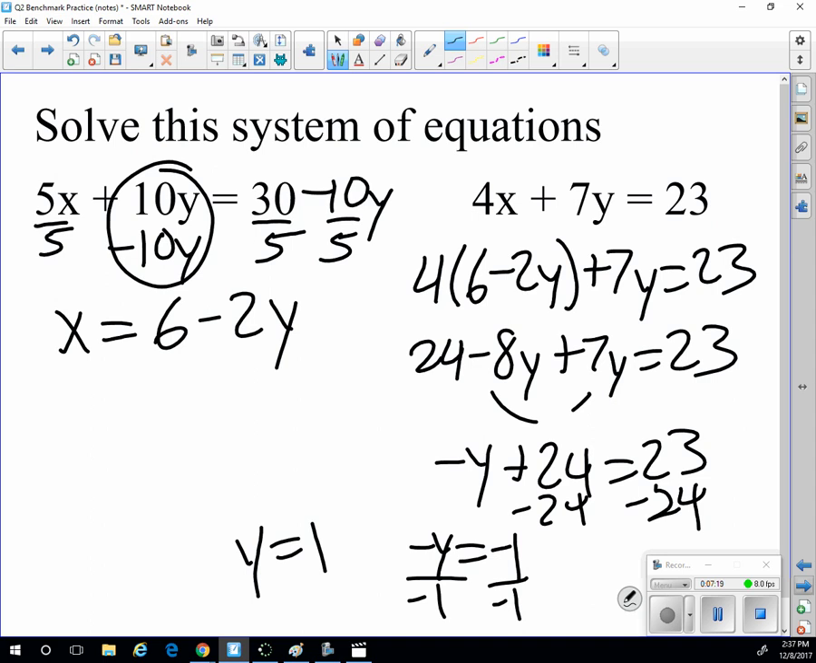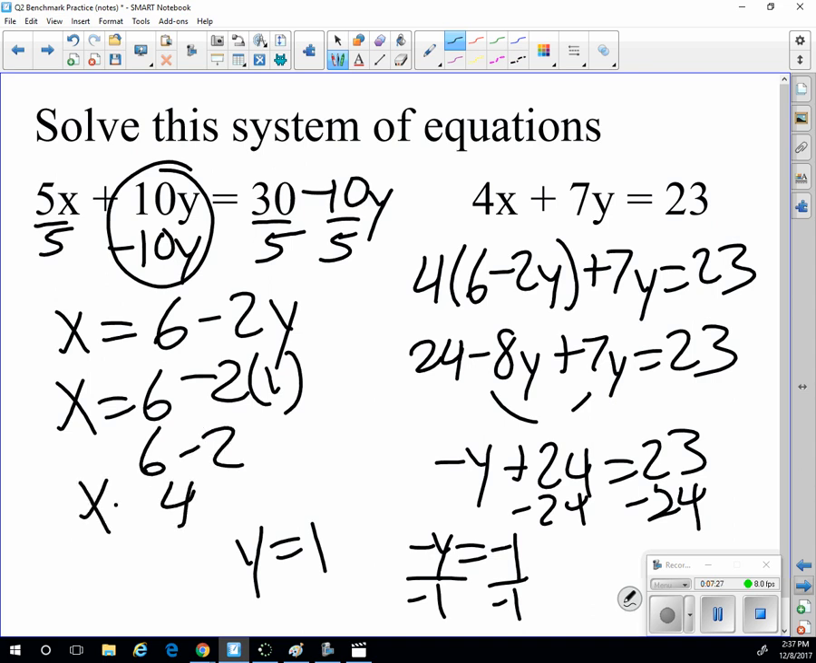So what's x? Well, x is equal to 6 minus 2 of those. So 6 minus 2 is 4. So as a coordinate, we would put the x first, and then the y, which is 1.